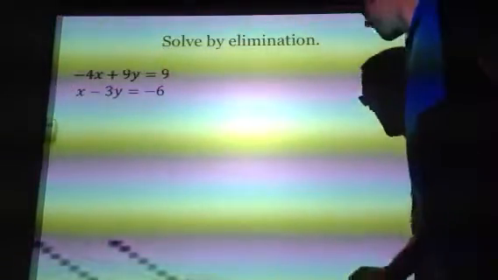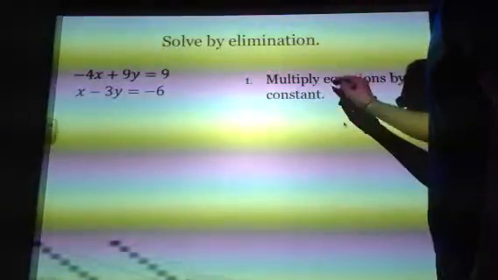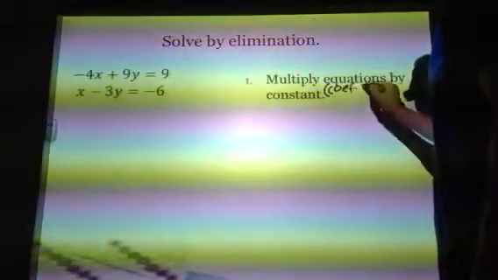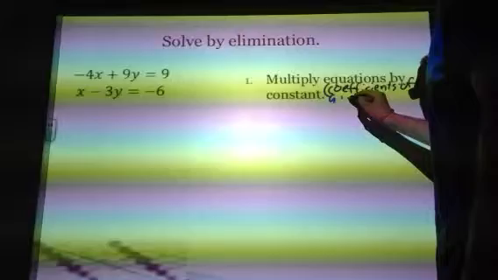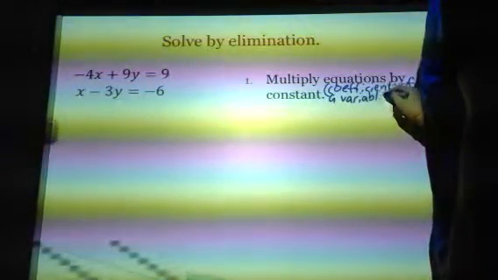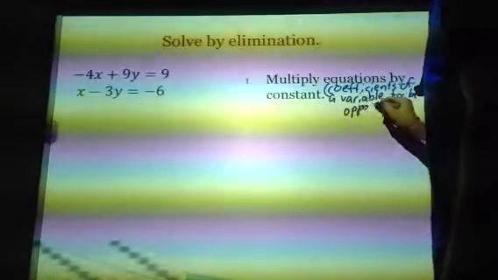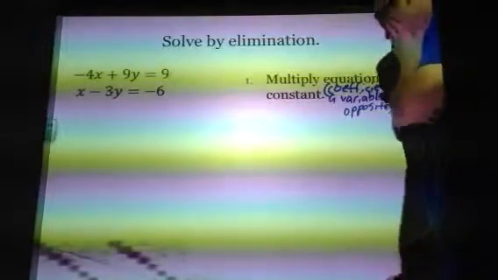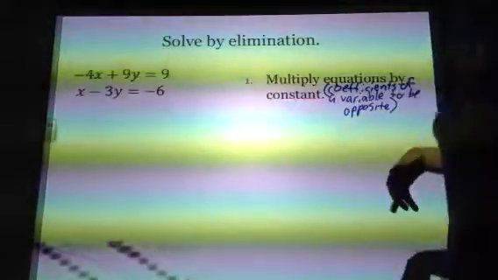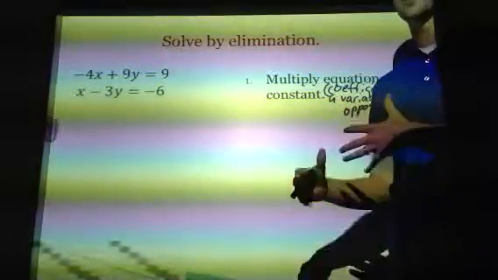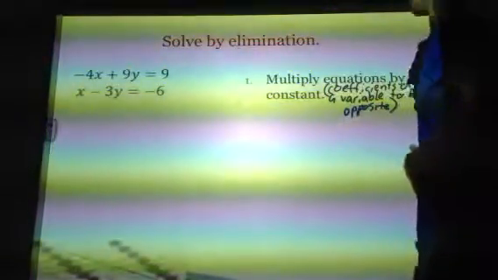So elimination, same thing, 6 steps. Multiply equations by a constant. We want the coefficients of a variable to be opposite. So what that means is, if the coefficient of y is 9, we would like the coefficient of y in the second equation to be negative 9. Okay, we want them to be opposites of each other so they can cancel out. So step 1 here is multiply equations by a constant.